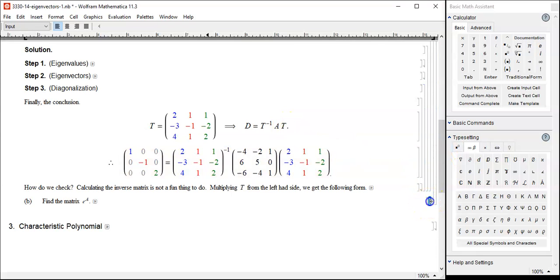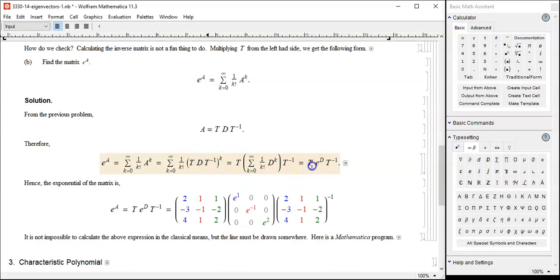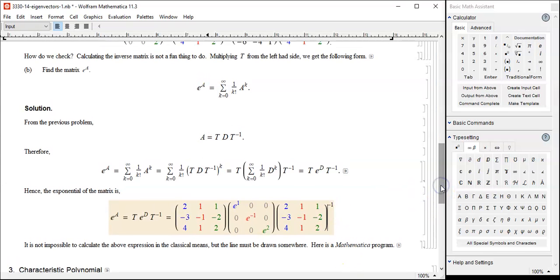And then finally, if you want to calculate exponential matrix with T D T inverse, so T exponential of D T inverse. So what do you have? T inverse there, but we have just exponentials of these eigenvalues. So direct computation was impossible, but with diagonalization, we have this beautiful expression.